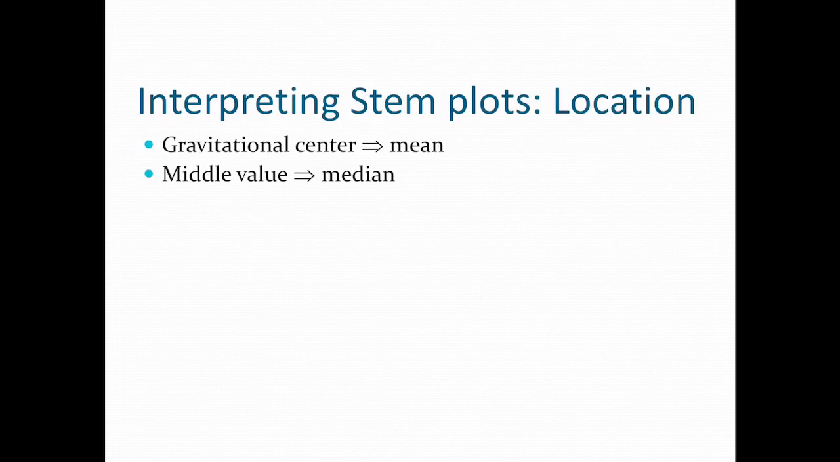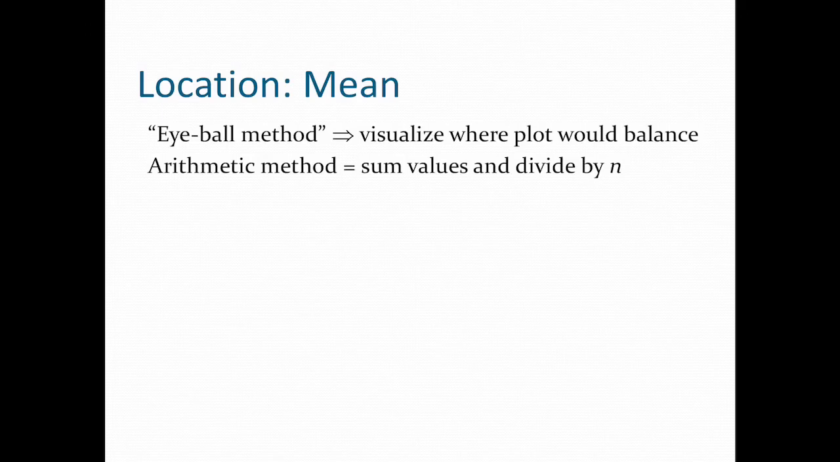Next on location, we have the gravitational center, which is the mean, and then the middle value is the median. So when we have a location of mean, we have the eyeball method, which you can visualize where on the plot would be where the data would balance, right? The middle point of the balance. The arithmetic method is to sum all the values and divide by n. I'm going to show you.